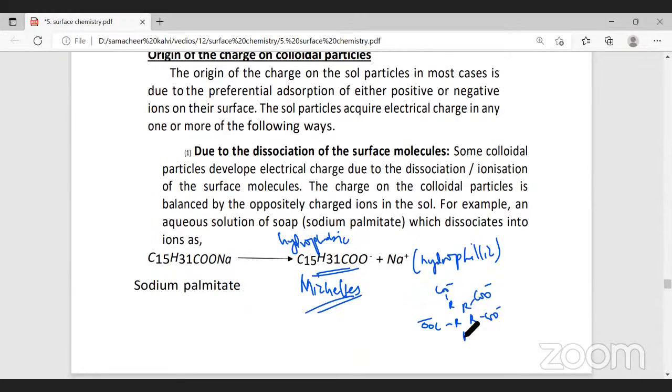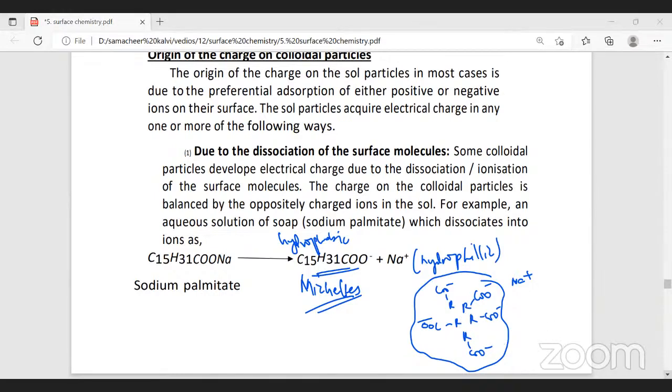We have learned that since it is undergoing ionization on the surface, the colloid will have a charge. That's negative charge. So soap micelles are negatively charged because they have undergone ionization at the surface.